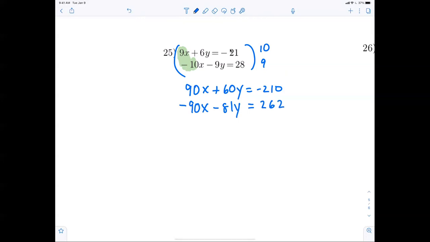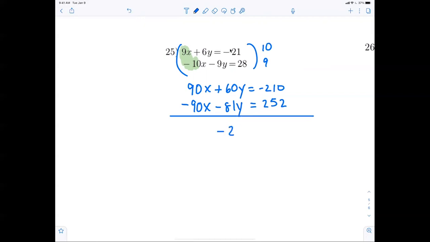28 times 9? It's 252. Thank you. So what happens now? Negative 21y equals 42. Y equals -2. Very nice. And honestly, if you can do that, there's nothing that's hard. Now plug it in and be careful.